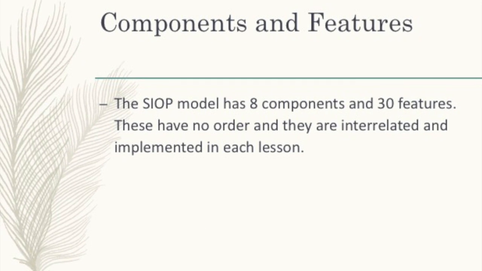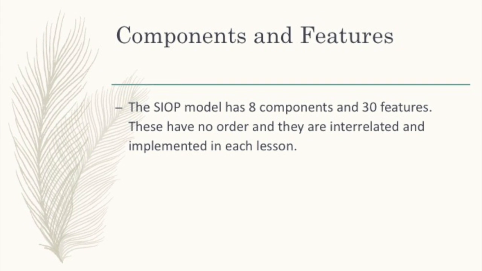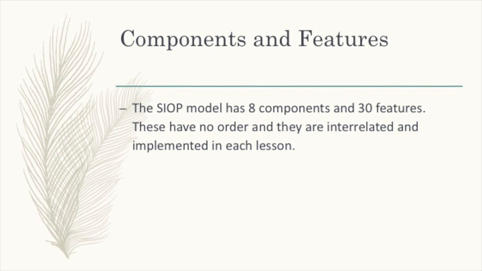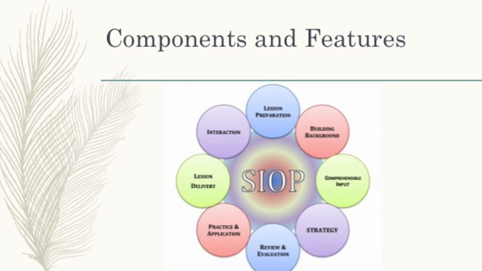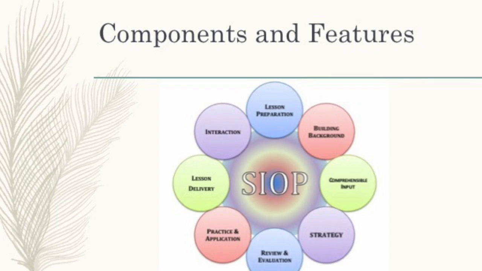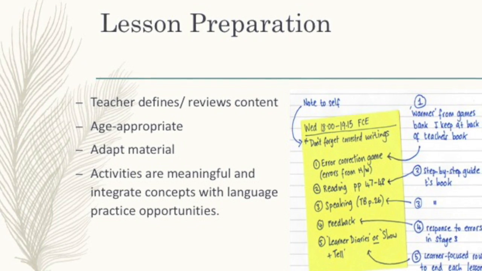The SIOP model has 8 components and 30 features. They have no order, and they are interrelated and implemented in each lesson. This is a picture of the components so that you can have a better idea of what the SIOP approach looks like. Alright, now let's look at every single one of the components.